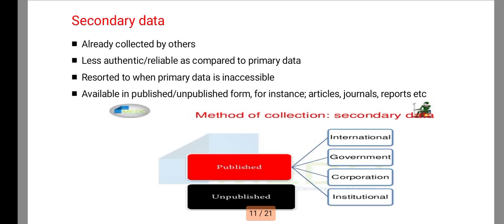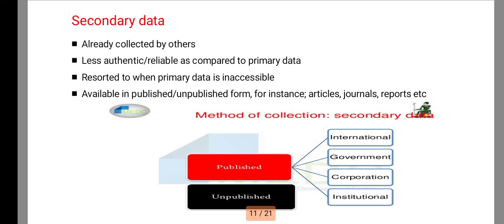Secondary data, we will be discussing secondary data. It is already collected by others, in the form of books, articles, journals, or any other literature, so it is less authentic or reliable as it is being already used by others, and it is resorted to when primary data is inaccessible. Then you will go for secondary data, and it is available in published or unpublished form: reports, journals, books, articles, magazines, many sources like that, internet, right?